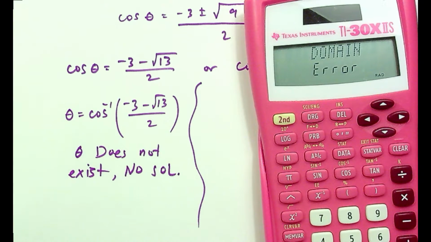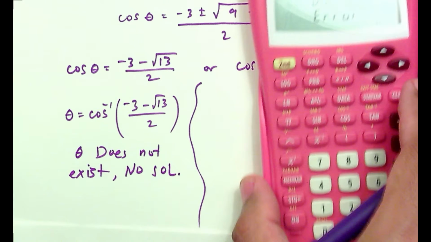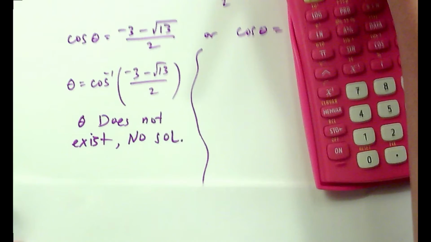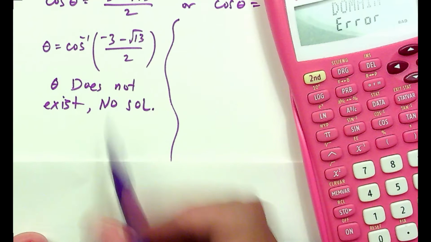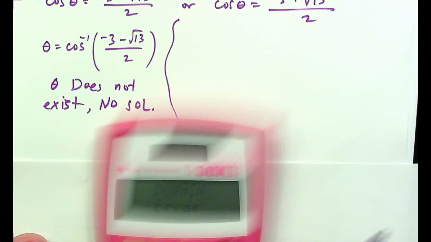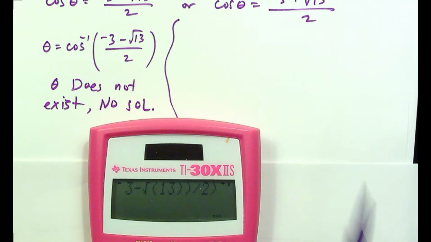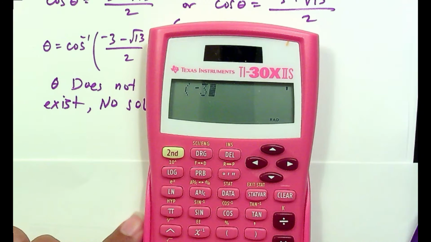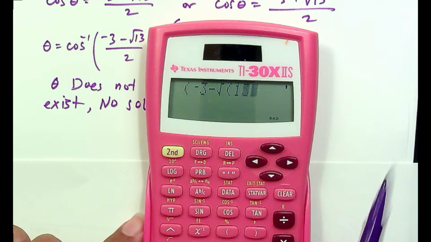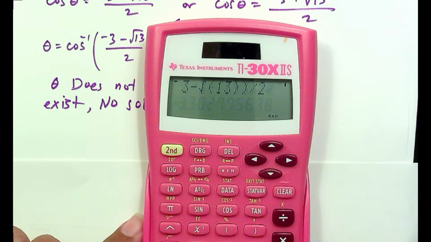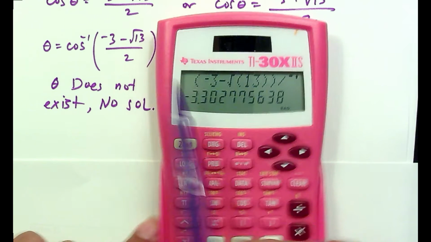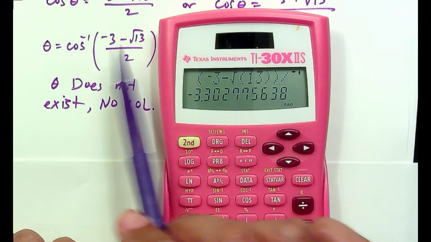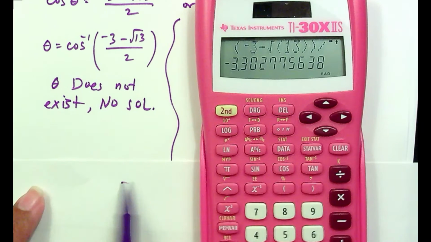Okay, to understand why that is, because it might not be very clear why that happened, why getting an error is totally fine, that's because if you put this number in the calculator, let's do that just to show you. Numerator negative 3 minus the square root of 13 divided by 2. You see that number right there? The number inside these parentheses is negative 3.3.